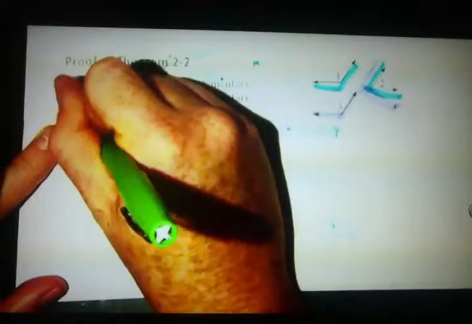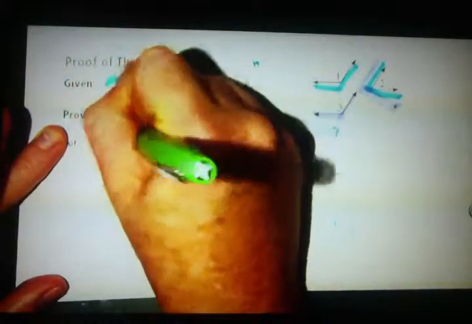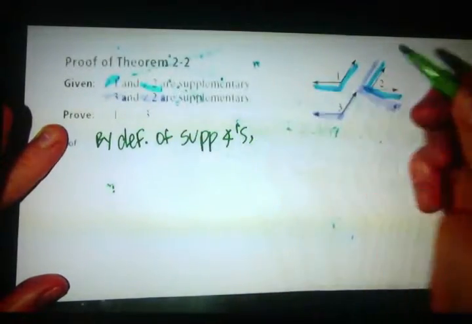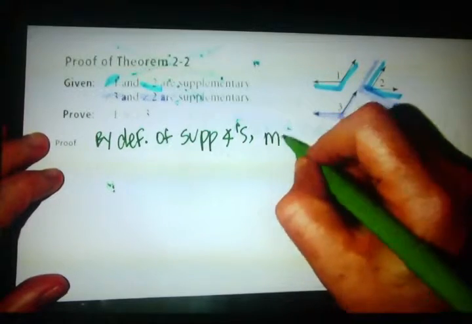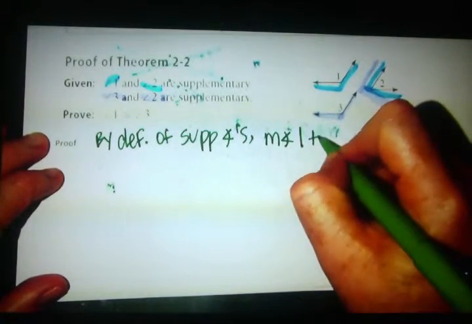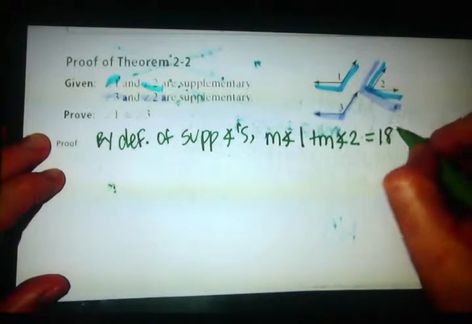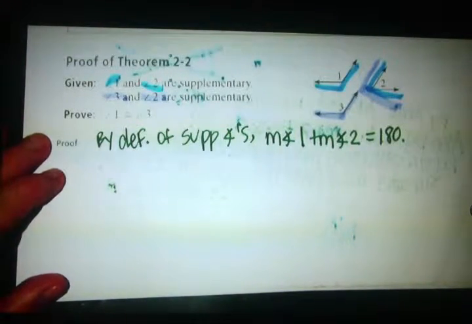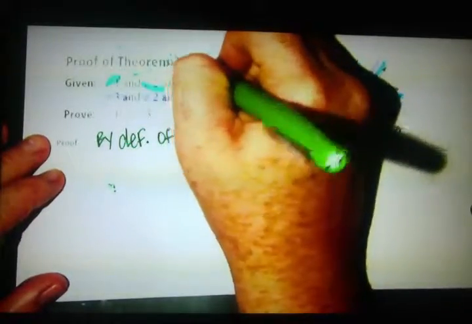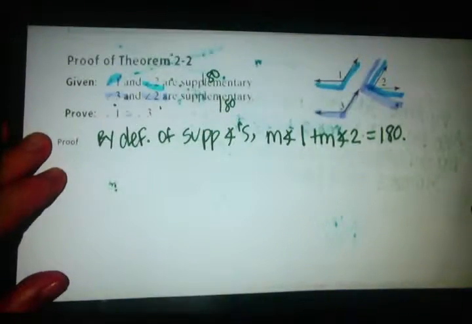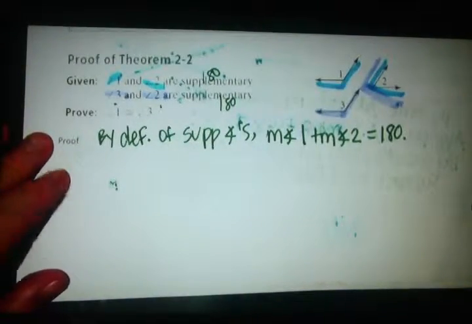let's start. By definition of supplementary angles, measure of angle 1 plus measure of angle 2 equals 180. Okay, so 180 from there. I'm going to say the same exact sentence, but with angle 3 and angle 2. Okay, then like before, we're going to use substitution to switch them out.